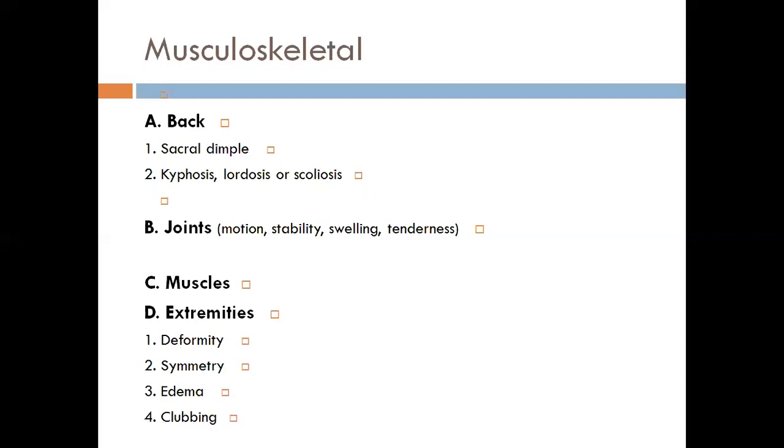The muscles and the extremities, the upper and lower extremities. What do you check in the upper and lower extremities? Look for any deformity, look for any asymmetry, and we check for edema and for clubbing. Edema is very important to be checked for. And always I check both sides, not just one side, both sides, and I should press hard against bone.